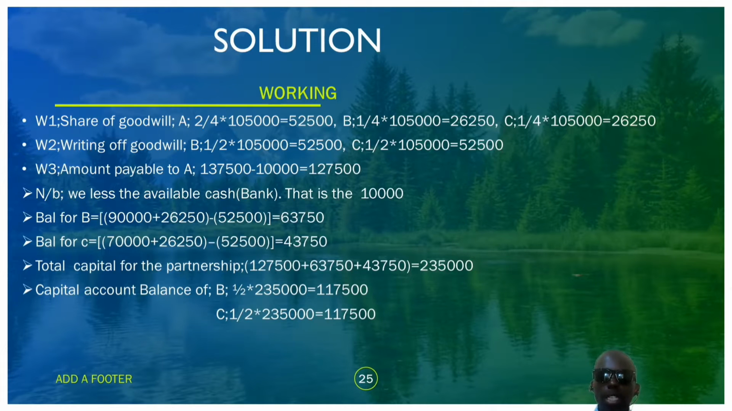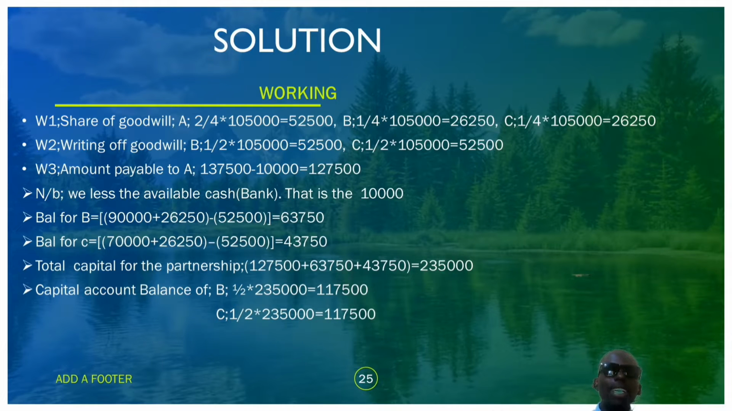B will get a quarter, 1/4 times 105,000, that is 26,250. C will get 1/4 times 105,000, that is 26,250. I think that point is clear.